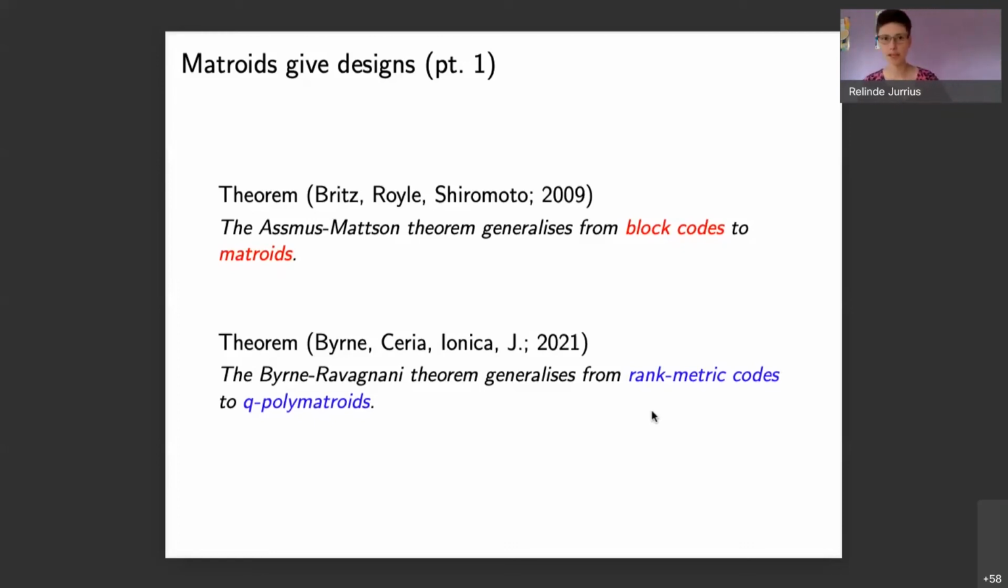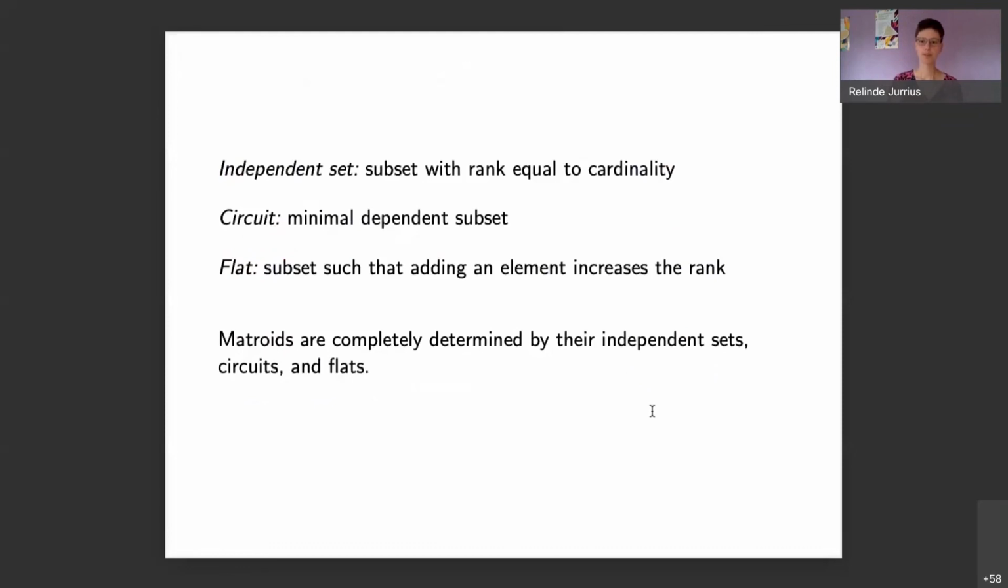So this is a way where matroids can give designs, and there's a second way in which matroids can give designs, and for that I have to tell you a bit more about matroids. Namely, we know that a matroid is a finite set with a rank function on it, but there are also some special subspaces of this finite set. And I will give you 3 of them. The first is an independent set. That's a subspace where the rank is equal to the cardinality. If a set is not independent, it's dependent. And if it's a minimal dependent subset, we call it a circuit. This is a term that comes from graph theory.